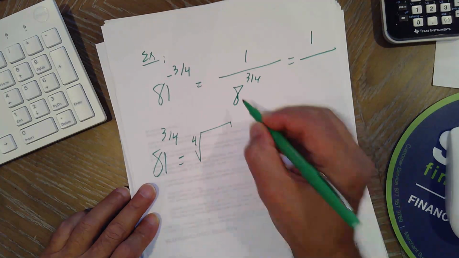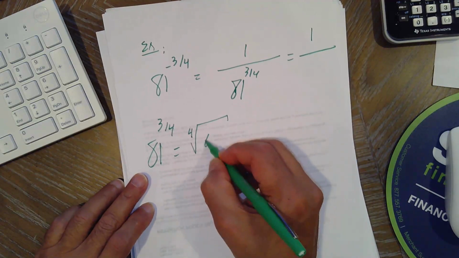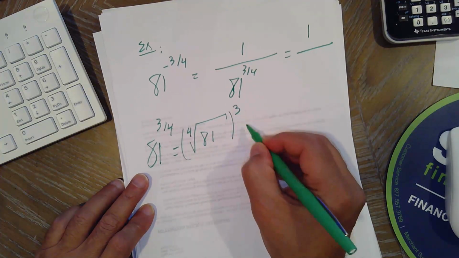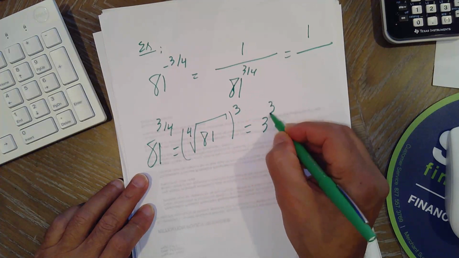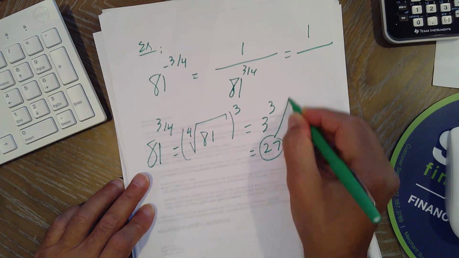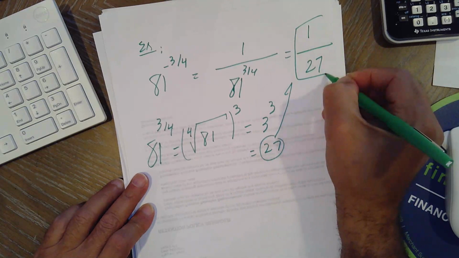81, sorry, it's not 8, it's 81. The 4th root of 81 cubed. The 4th root of 81 is 3. 3 cubed is 27, so the answer is not 27, it's 1 over 27.